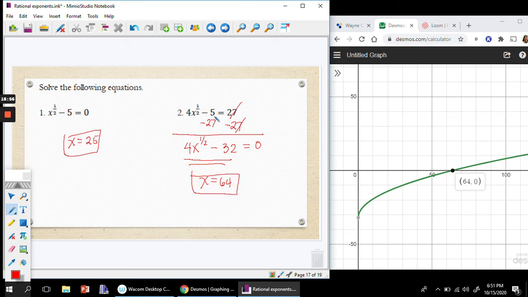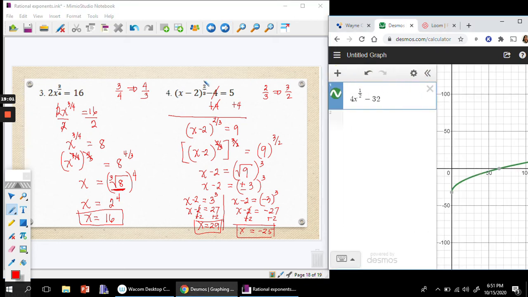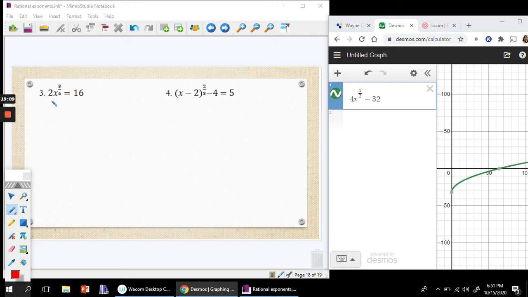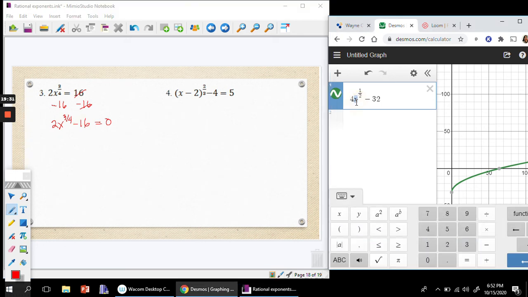Right? Next, let's have number 3. For number 3, you have 2x raised to 3/4 is equal to 16. Okay, let's erase that one. So 2x raised to 3/4 is equal to 16. We have to make this equal to 0. To make that equal to 0, we have to subtract this by 16. Subtract also the right side by 16, so this becomes 0. So the left side will become 2x raised to 3/4 minus 16. Right? And then graph that.